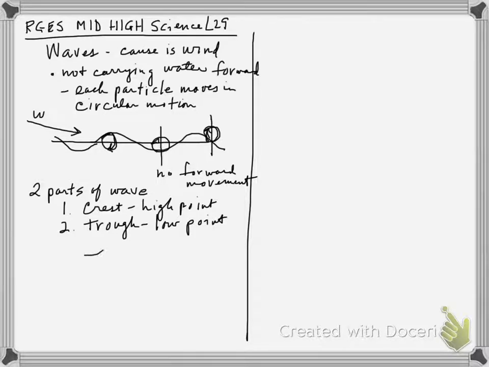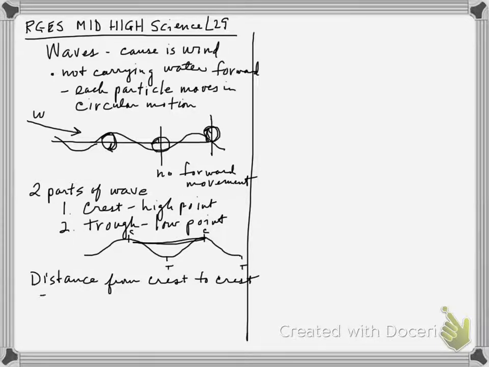It's kind of in the valley of the wave. So if we have this wave that looks like this, we've got a crest here on the top of each of these, and then we have a valley here, and this would be the trough down here on the bottom. Now, the distance from one crest to the other crest is the wavelength. So I want to write that down. This is how you would measure a wave: the distance from crest to crest would be one wavelength.